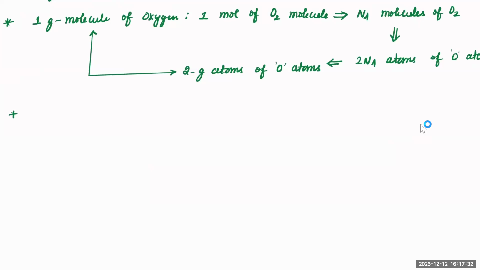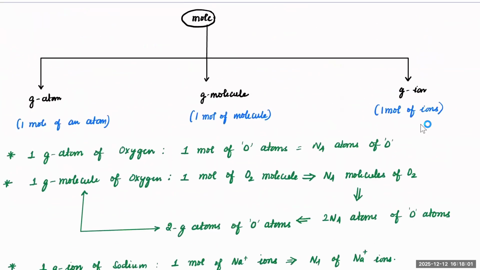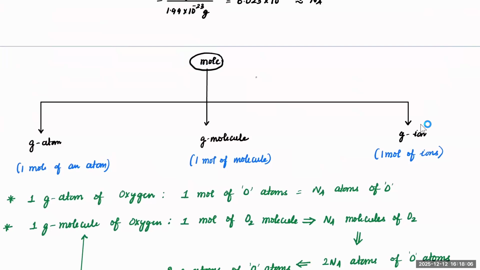Likewise, I can also use the terminology 1 gram ion of sodium. For instance, if I use that term, I mean here 1 mole of Na plus ions, which implies Avogadro number of sodium ions. Is this terminology clear? Yes. This is the first distinction of mole that we need to relate.